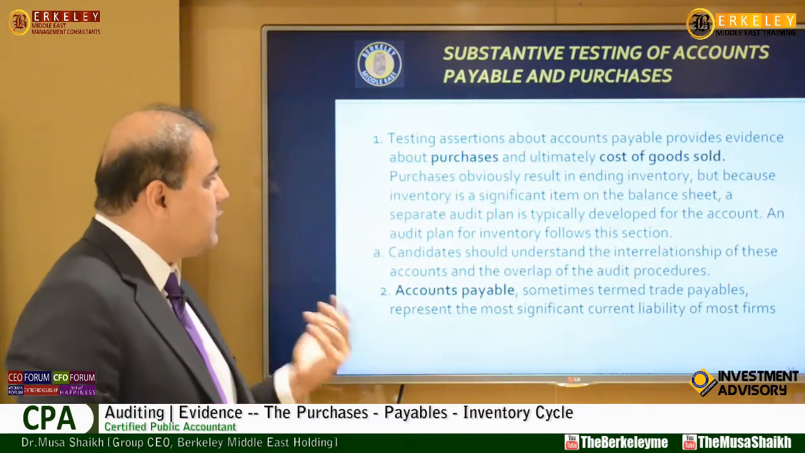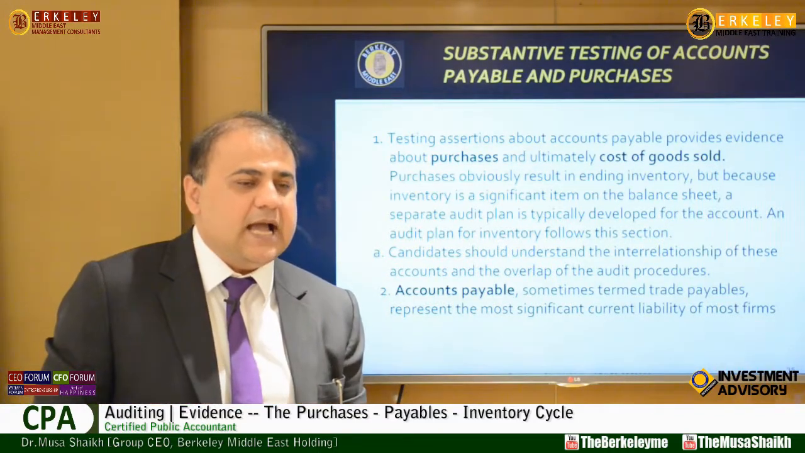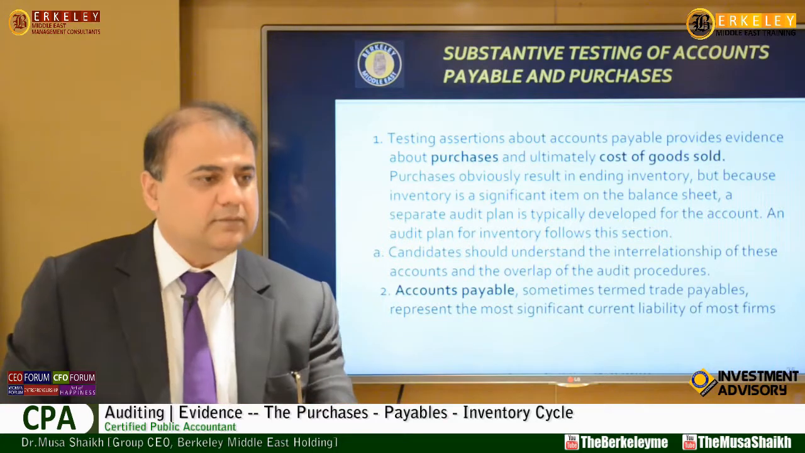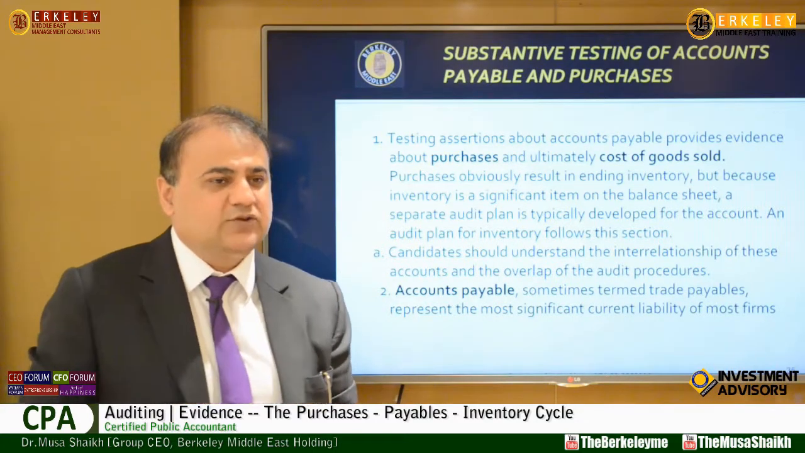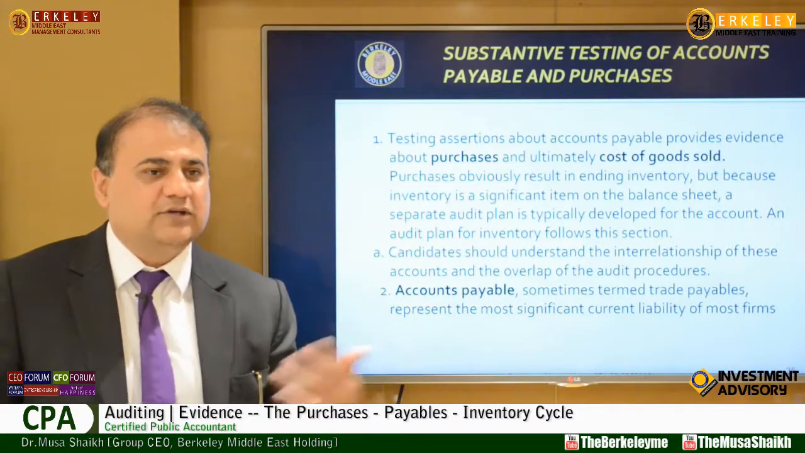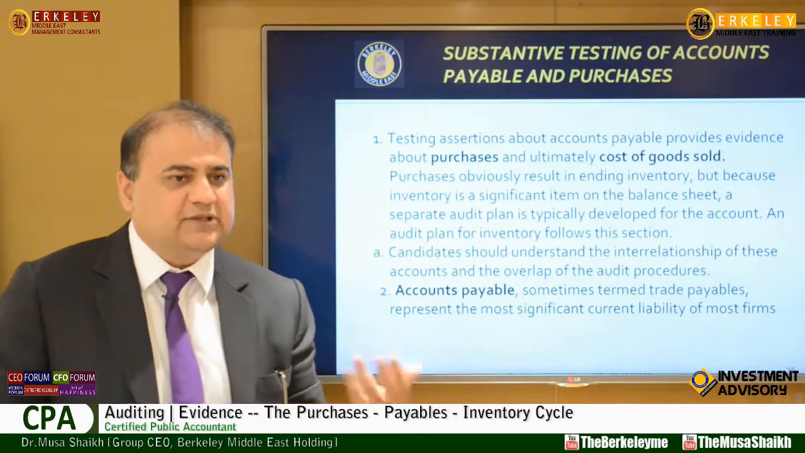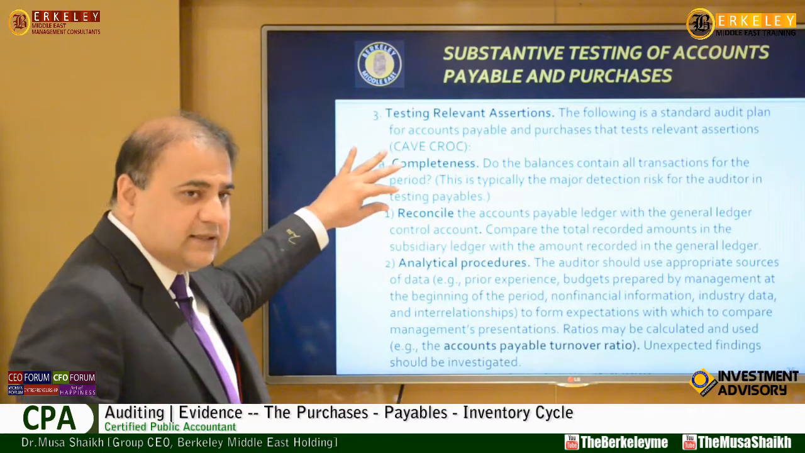First of all, what is accounts payable? When we purchase something, we don't pay cash, we take a term to pay, then it becomes an accounts payable. It has two effects. Payable will create a liability, and you bought something, it will affect your purchase or inventory. So we will do the CAVE CROP, transaction is complete.